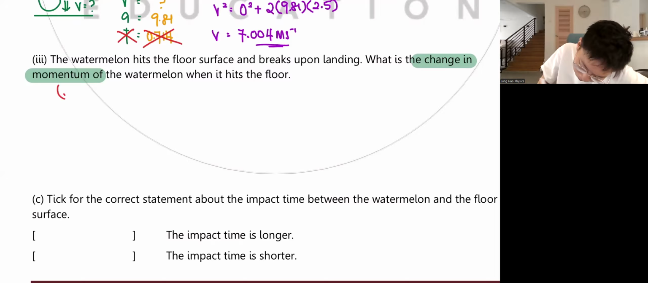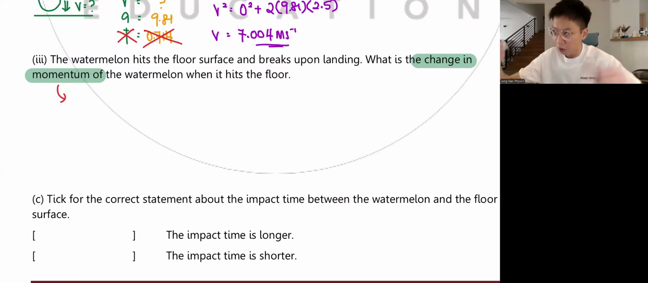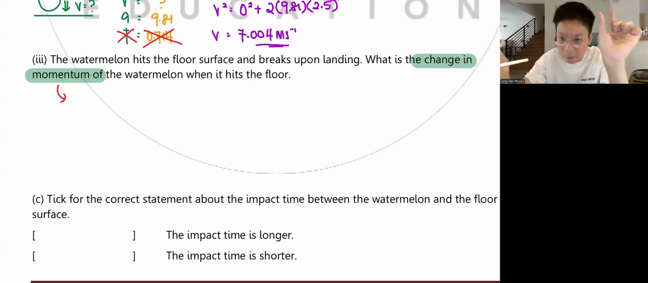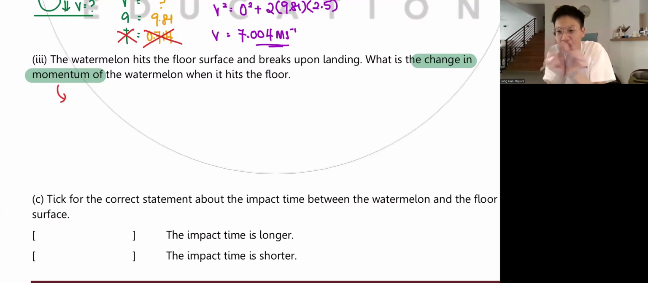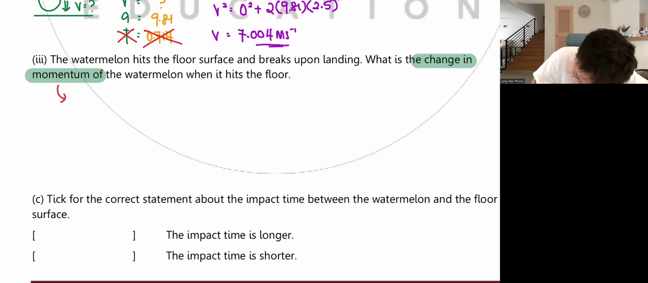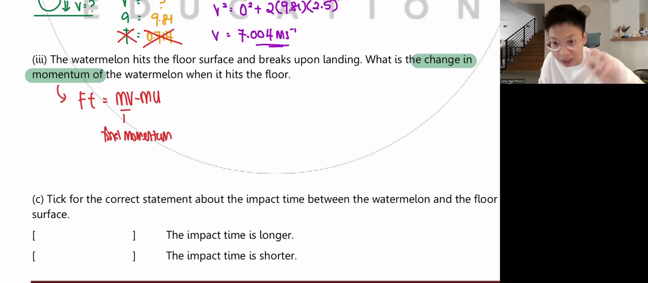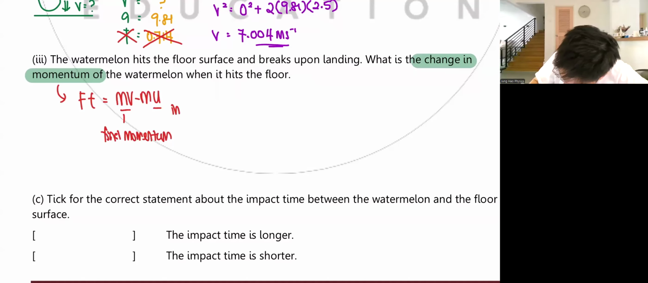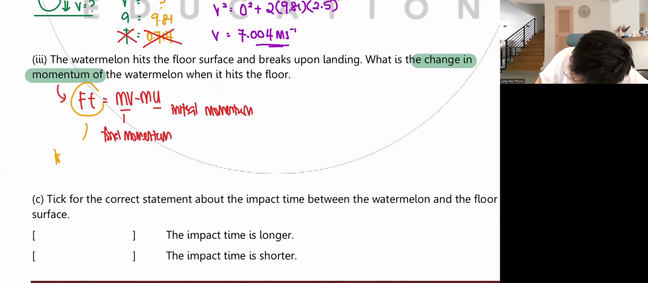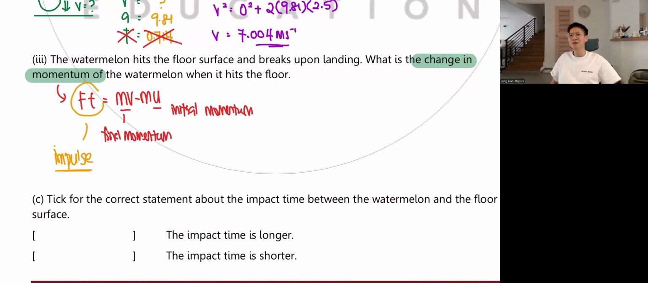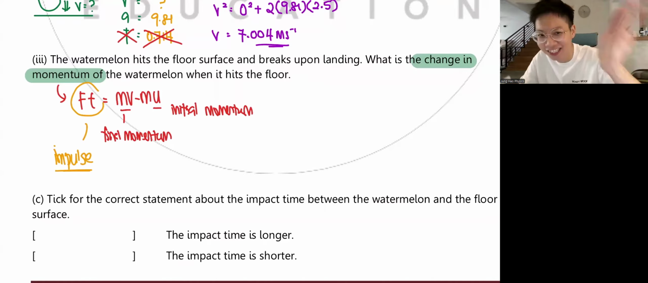Okay, change in momentum. We will think of it this way. It means your final momentum minus initial momentum is called the change in momentum. So the answer is this thing called mv minus mu. Because you take the final momentum, mv, because final velocity, you minus away the initial momentum. So therefore, the change in momentum is actually what we call the impulse. Wow, very smart are you? Yes, so impulse is the change in momentum.